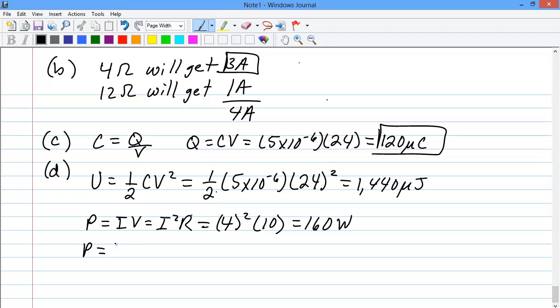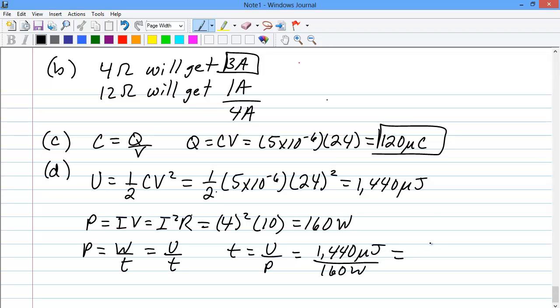Now I know that power is also work over time, but that's the same as the energy stored in there divided by time. So if I solve for time, I get the energy stored divided by the power dissipated. So I take my 1,440 microjoules divided by 160 watts, and I should get 9 times 10 to the negative 6 seconds.